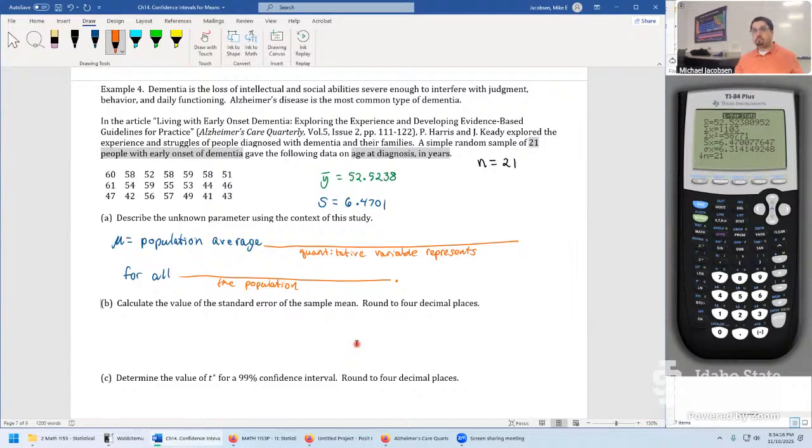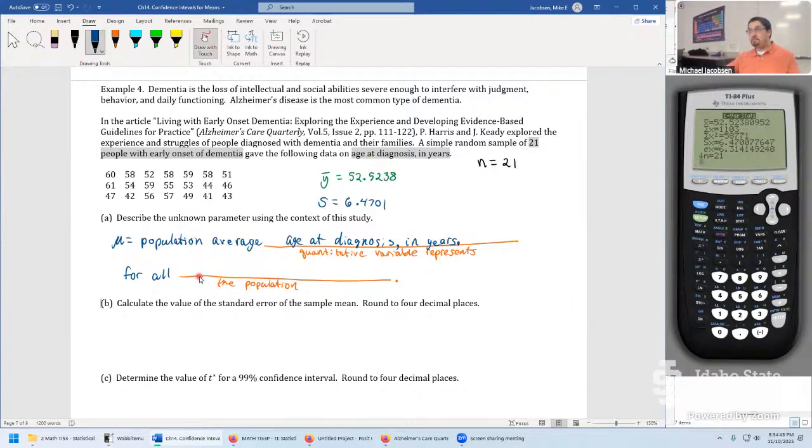Age at diagnosis in years. Absolutely. So age at diagnosis in years, just like you said, is what our quantitative variable, the average, the standard deviation, the data itself is representing. So age at diagnosis in years, then it's for all.